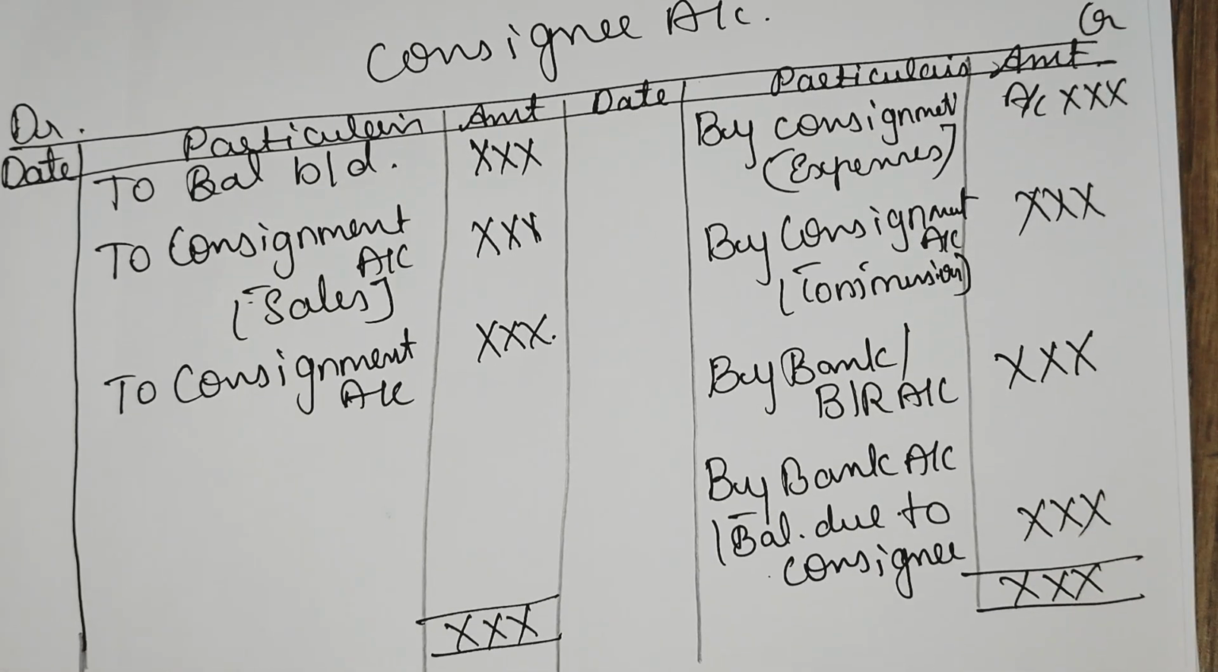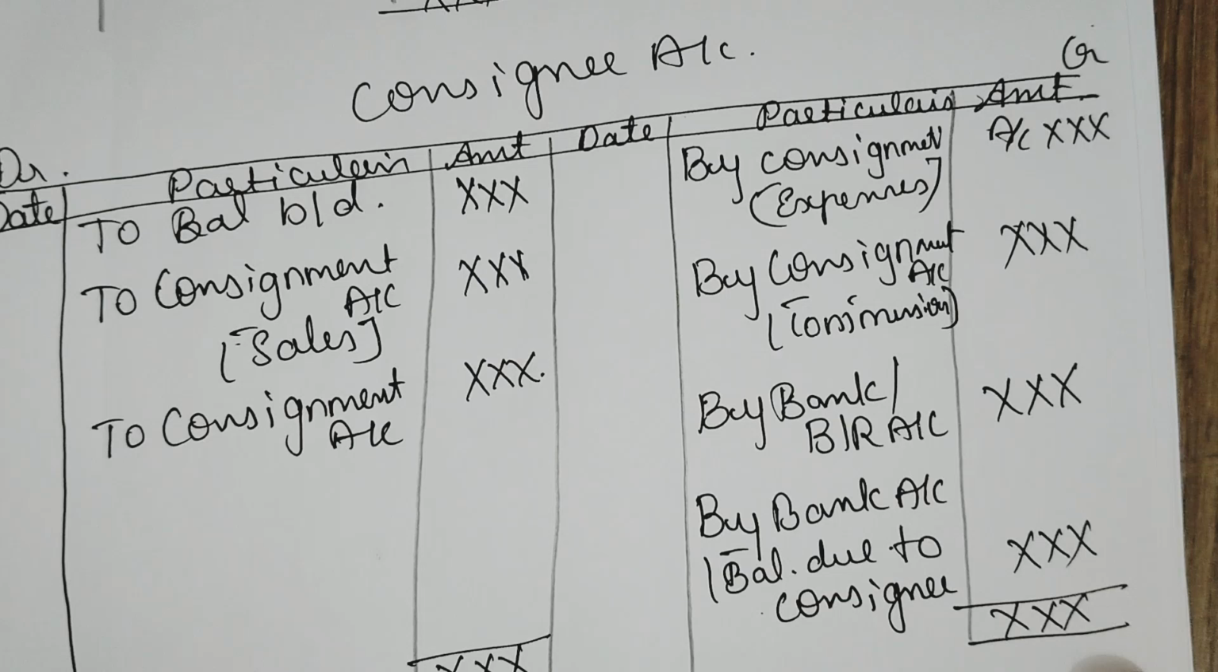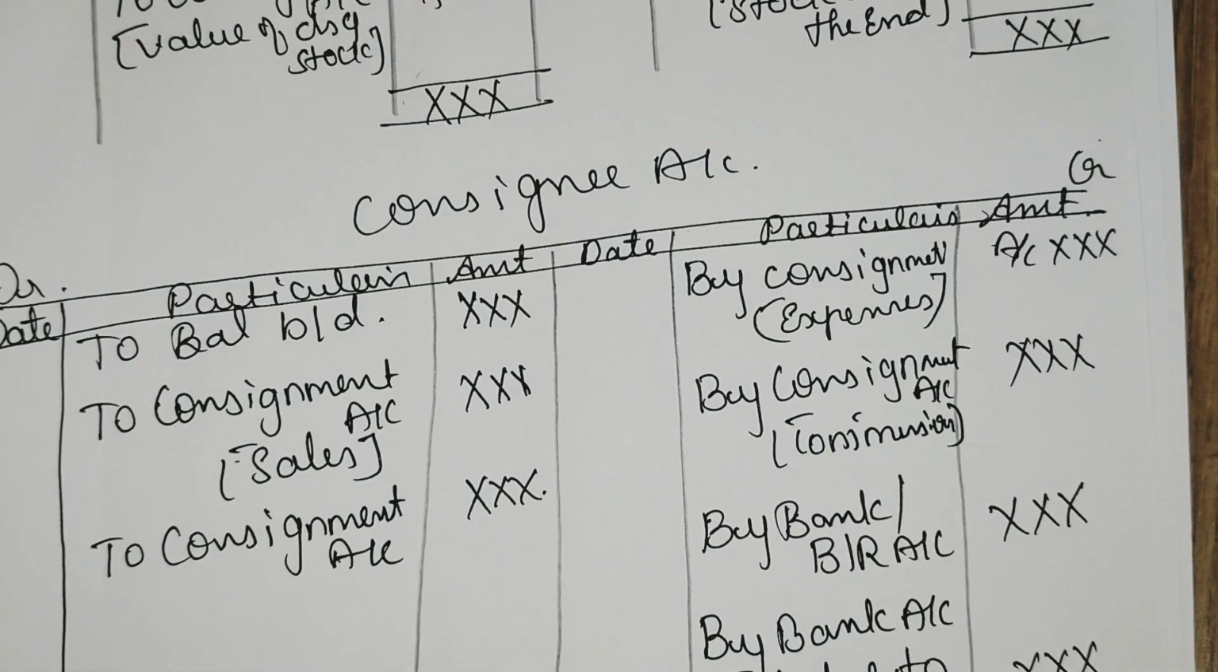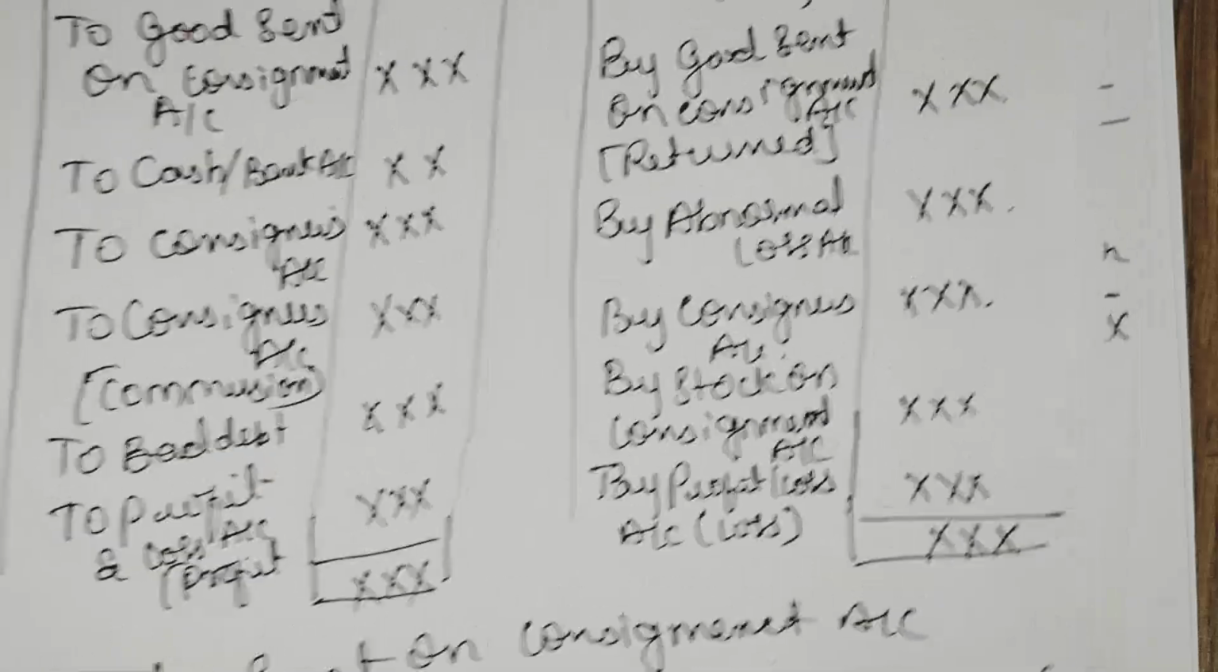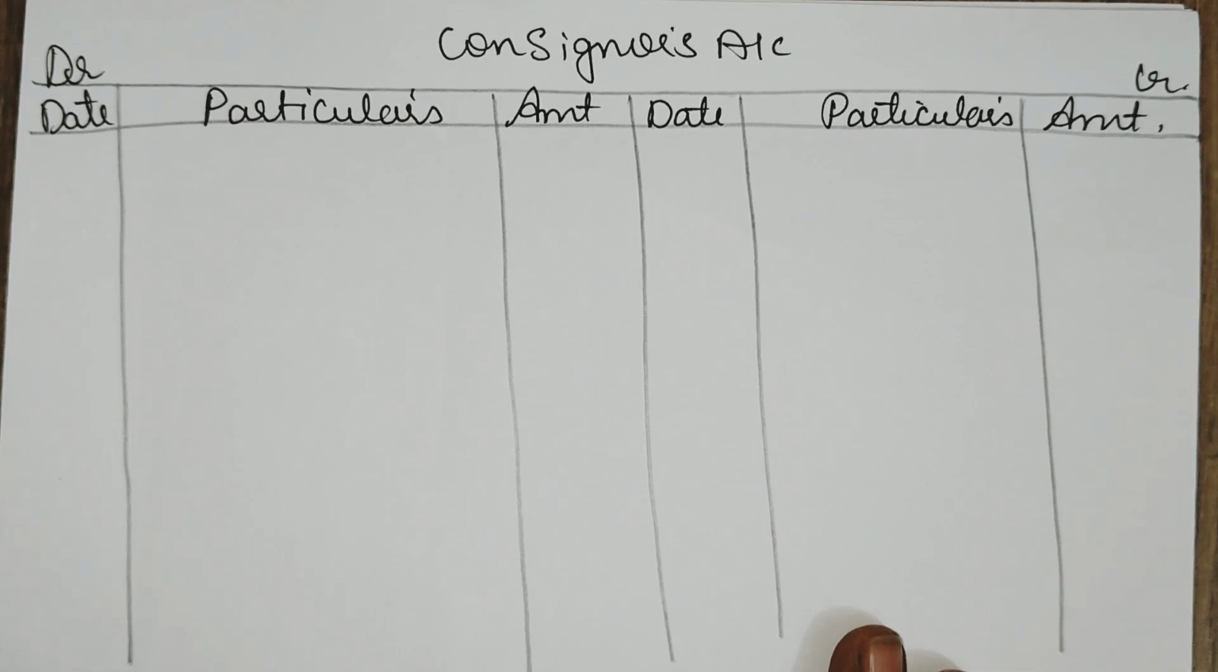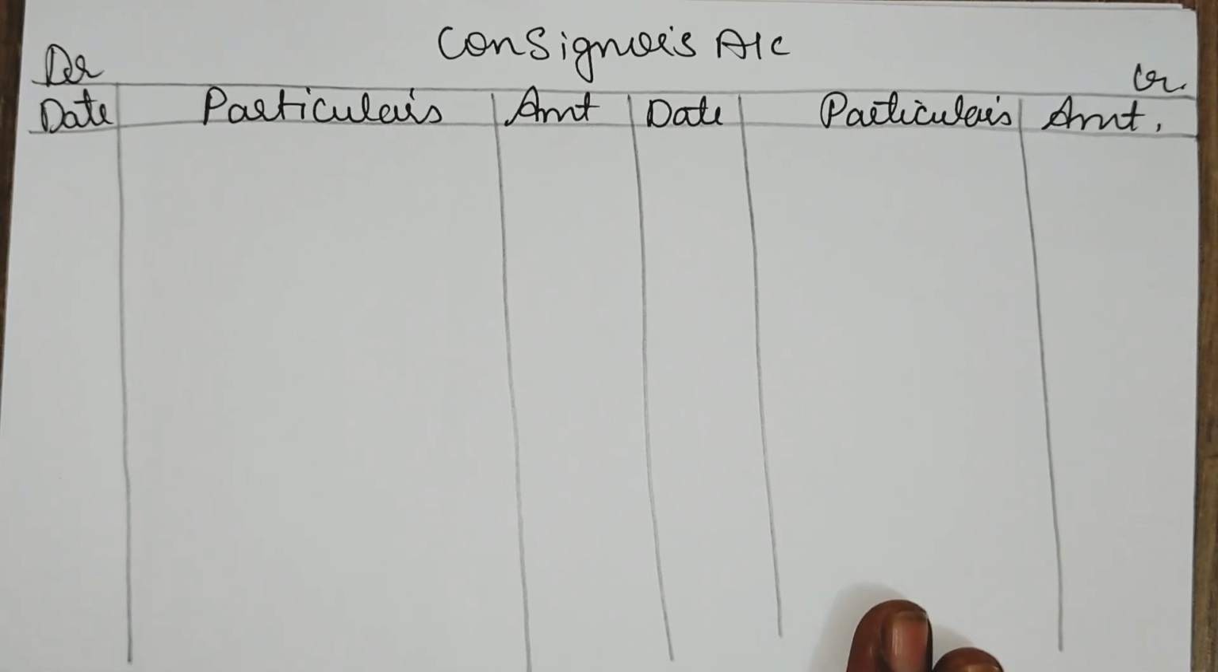This is about the consignee account. So we have understood four ledger accounts under the books of the consignor. Let us understand the only one ledger account we are preparing in the books of the consignee. Let us understand that now. Consignor's account. This is the account we are preparing under the books of the consignee.